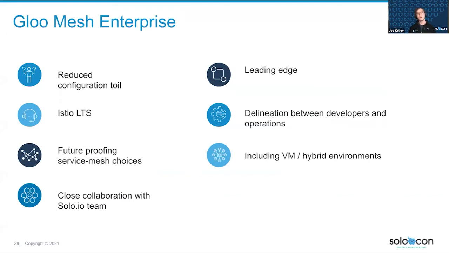Gloo Mesh Enterprise goes a long way to making it easier to manage service mesh. Configuration is a lot simpler. All you have to think about is sources and destinations for various routing features, security features, and additional functionality that's brought to your mesh, rather than having to wrangle complex interlinked APIs. Gloo Mesh also offers long-term support for Istio, back to N-3, with bug fixes and security patches. We're also there to help you secure your assurance for your service mesh choices.